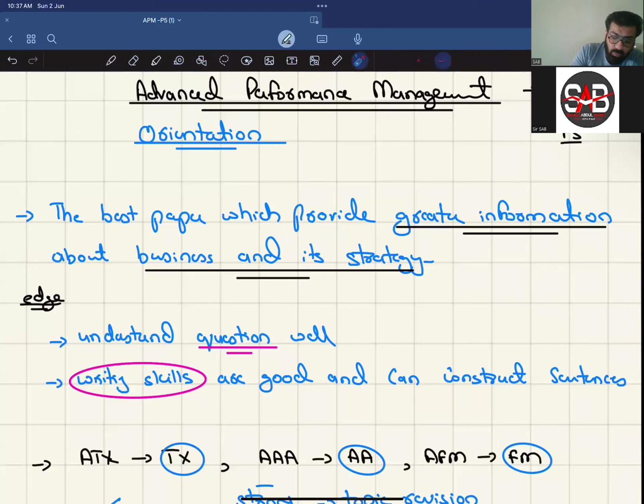Now, what's the edge to pass this paper, sir? How can we pass this paper? The first and far more important thing is that you have to understand your question very well. And then, after you understand the question, your writing skills matter, right? If your writing skills are good, then you can construct sentences, and those sentences can give you top marks, right?